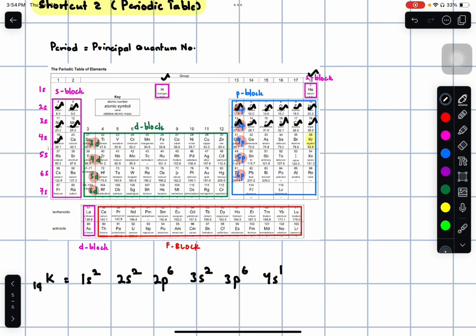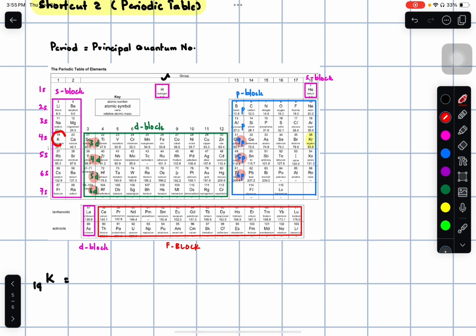This trick is especially useful if you are trying to find what is going to be the outermost electron shell. Because if you're going to write down the outermost shell of potassium-19 here, first we just have to see in which period it is. So it's in period 1, 2, 3, 4. So it's 4 here. And since it's an s-block element, we write s here. Then it's the first of its period, so it will be 4s1 here.